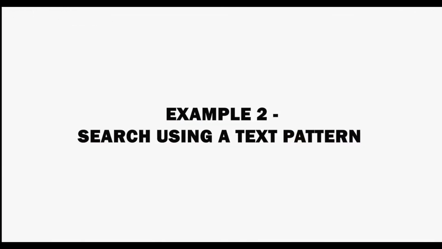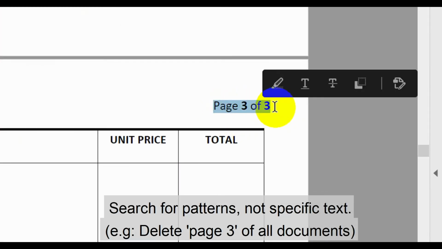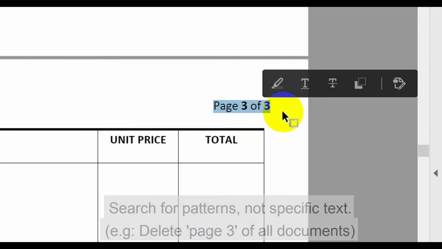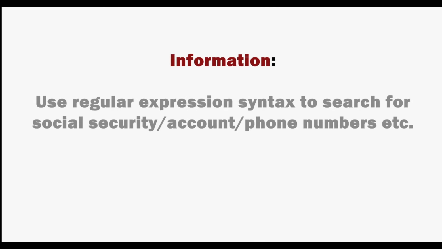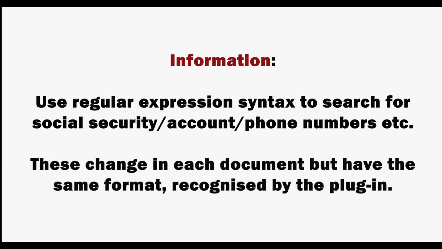Now let's look at how to use text patterns. Use this method to search for patterns and not specific text. For example, we'll demonstrate this by removing the third page of all invoices. Use regular expressions to search for things like social security, account, or phone numbers, as these change in each document but follow the same format, which can be recognized by the plugin.